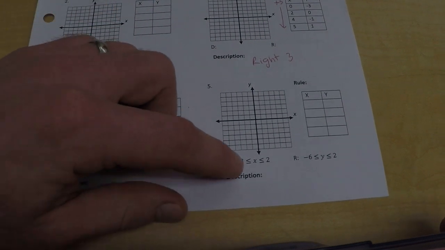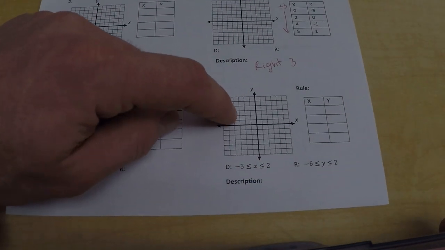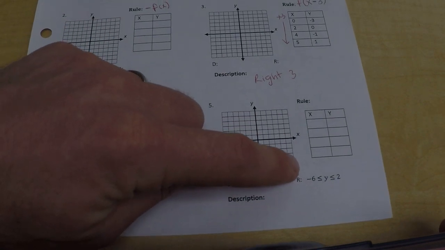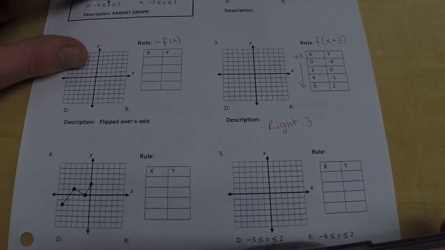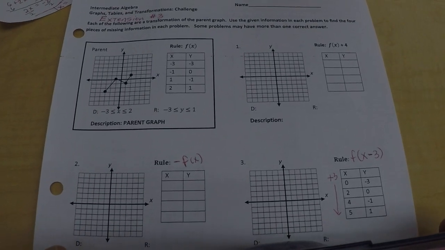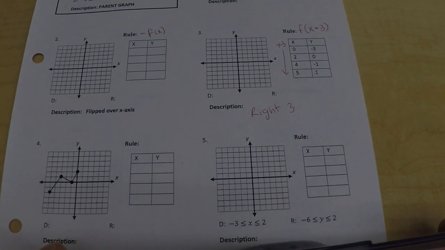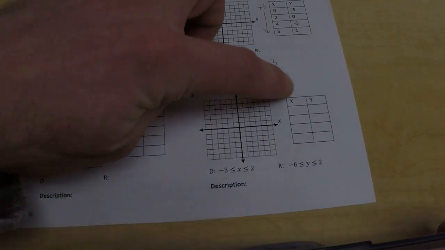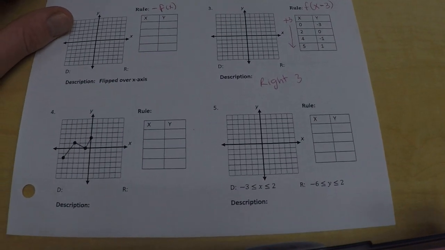And then lastly, I've given you a domain and range. This question has actually multiple answers that could work, but if you were to use this domain and this range to have this sort of picture, the original parent picture, what would be the description and what would be the new rule? And you want to do something similar on the back page.